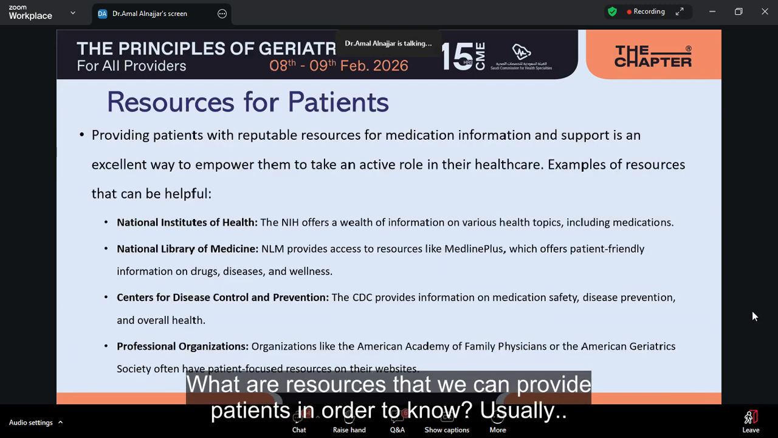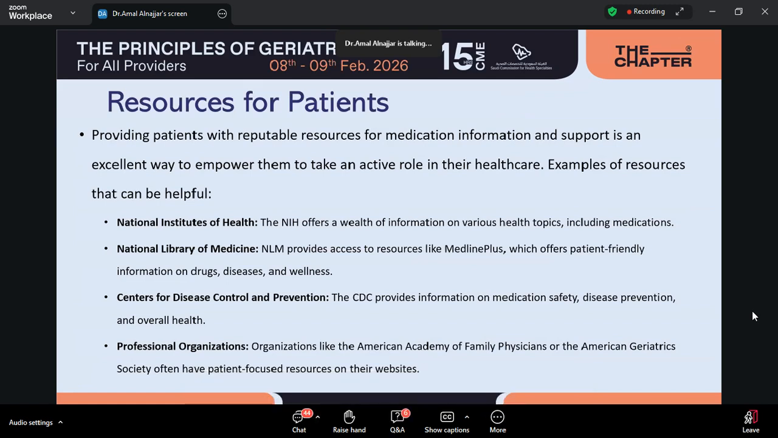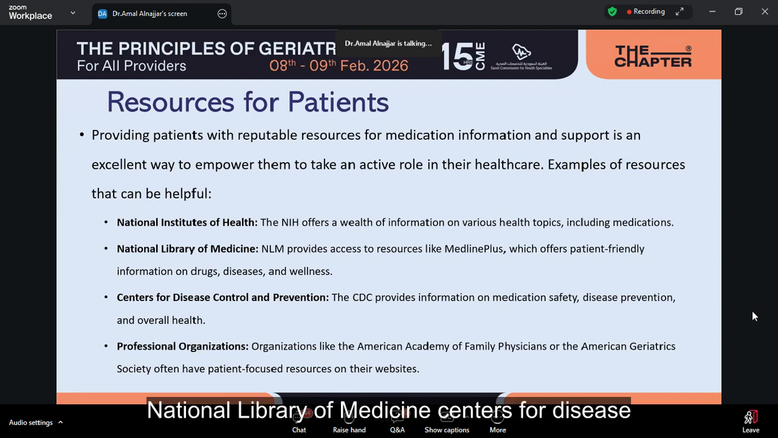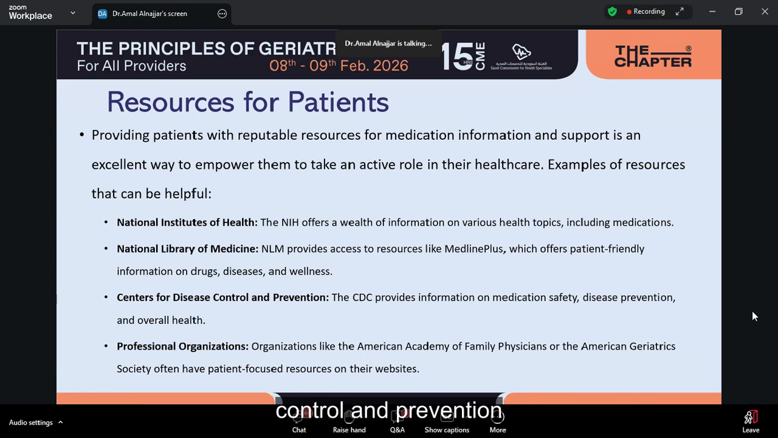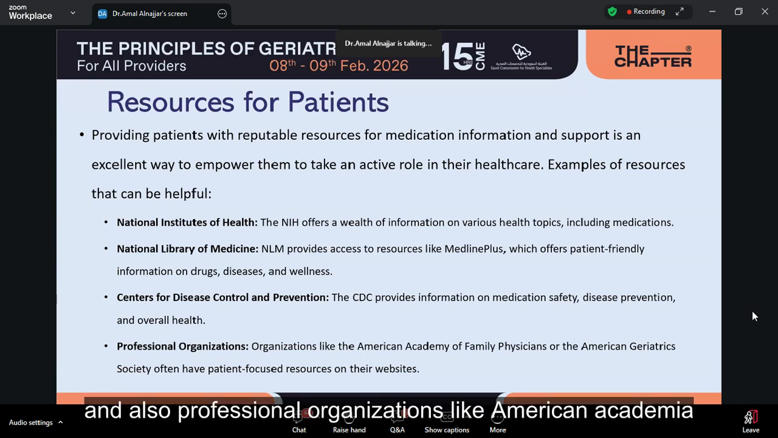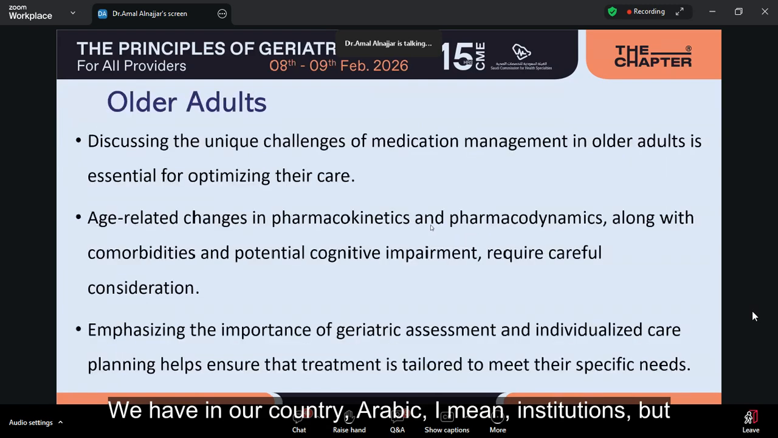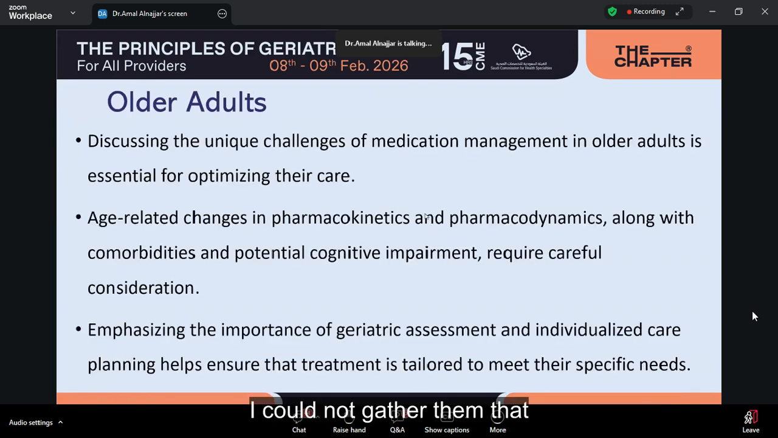What are the resources that we can provide patients in order to know? Usually, there is the National Institute of Health, which offers health information on various health topics, the National Library of Medicine, the Centers for Disease Control and Prevention, and also professional organizations like the American Academy of Family Physicians. We have Arabic institutions in our country, but I could not gather them that quickly.